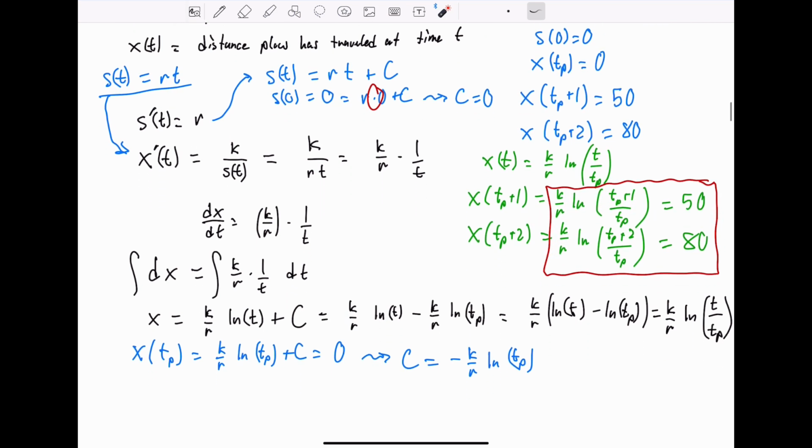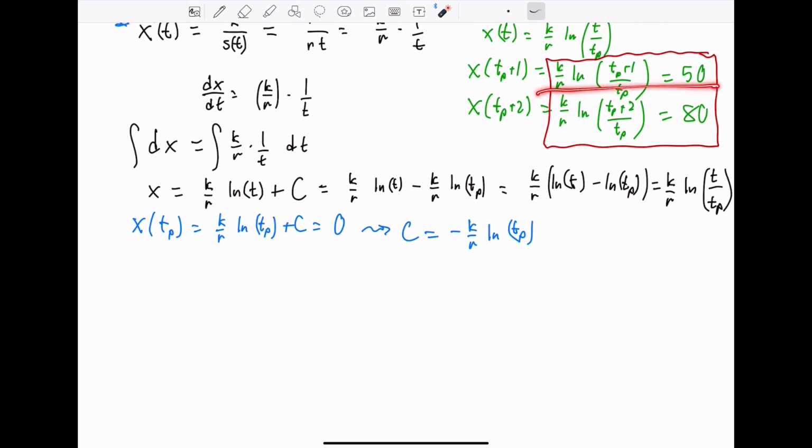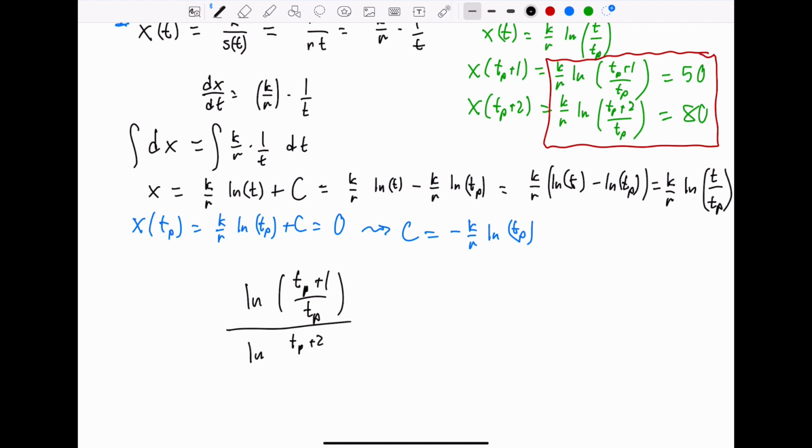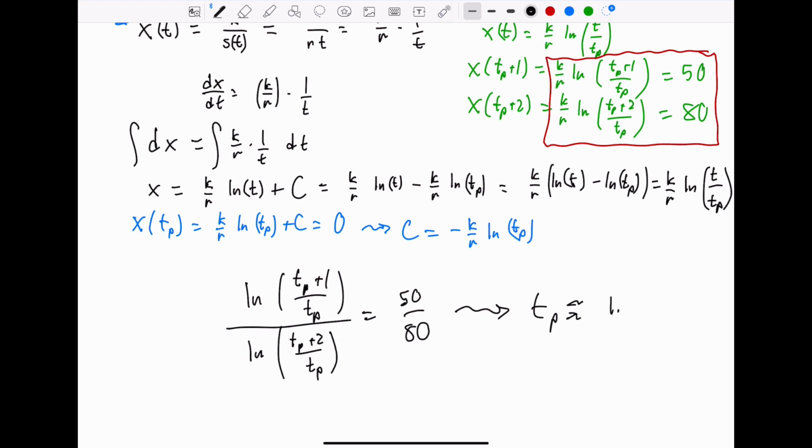So let's write that down here. Taking the fraction of these two equations, dividing one by the other, these constants cancel out in the fraction, and we're left with the following equation. Natural log of t sub p plus 1 divided by t sub p, divided by natural log of t sub p plus 2 divided by t sub p. This all equals 50 over 80. Here I have an equation where the only unknown is t sub p, so I can solve this. If I plug this into Mathematica and solve for t sub p, Mathematica tells me that the answer for t sub p is approximately 1.086.